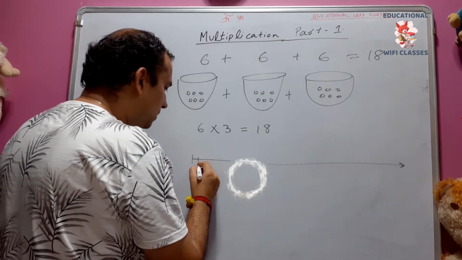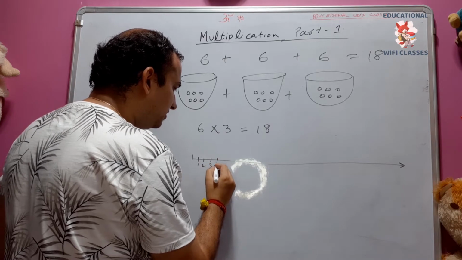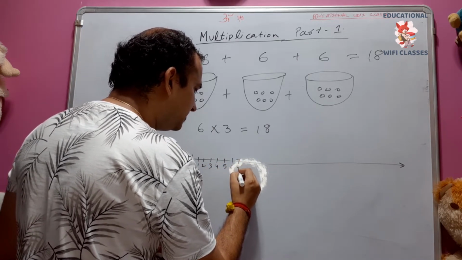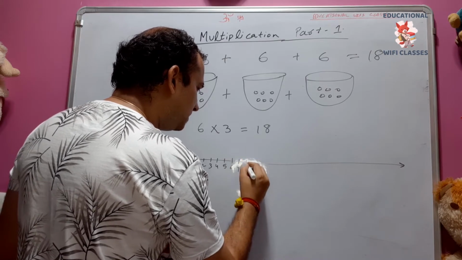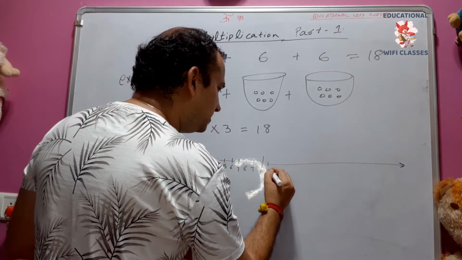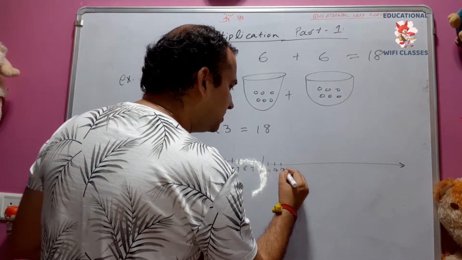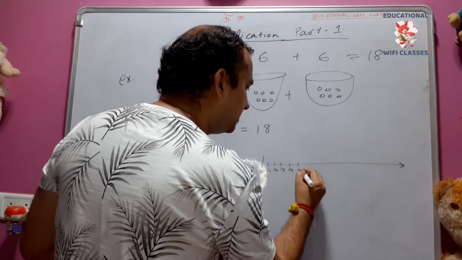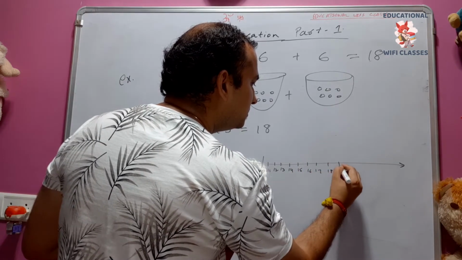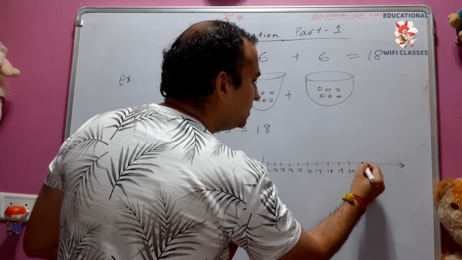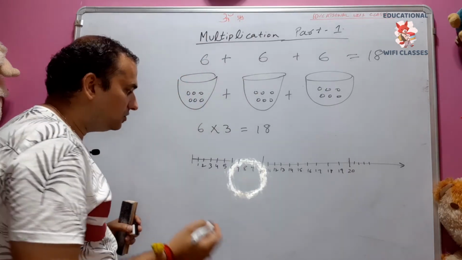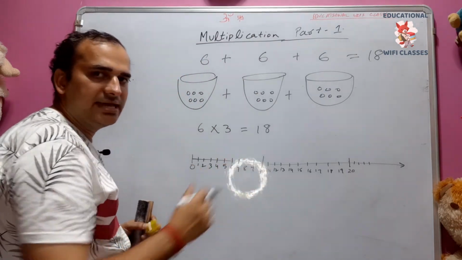Here I'll put 1 2 3 4 5 6 7 8 9 10 11 12 13 14 15 16 17 18 19 20 and carry on, because we know a number line does not have any end, so it carries on.